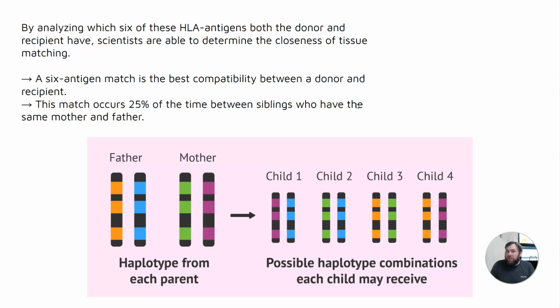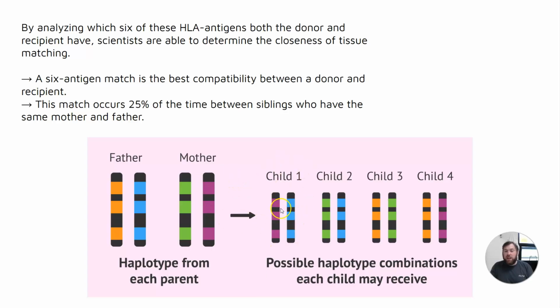By analyzing which of these 6 HLA antigens both the donor and the recipient have, we are able to determine the closeness of the tissue matching. What would be ideal is if all 6 of those different HLA antigens were a match between the donor and the recipient. That would be ideal. The likelihood of that happening is a 25% chance, because you might have one version.